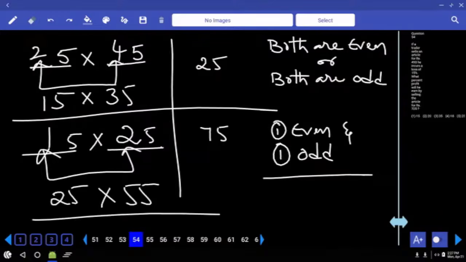Because the preceded numbers are like that. Here both are even. Here both are odd. If both even, it ends with 25; both odd, it ends with 25. One even, one odd ends with 75. Only 2 possibilities. You will not get any other combination. Understood? Right.